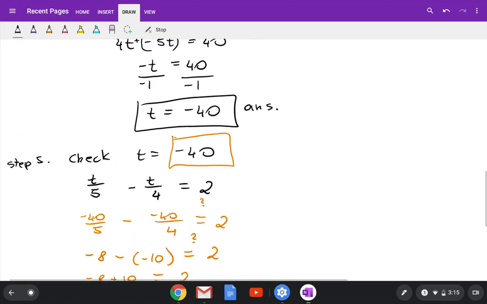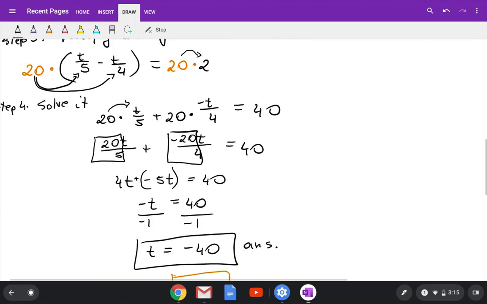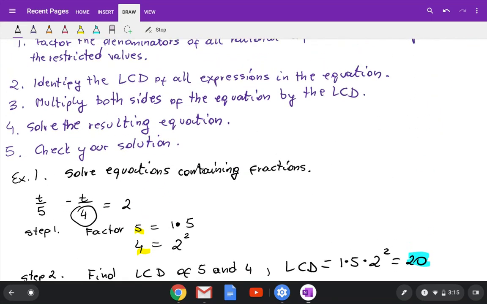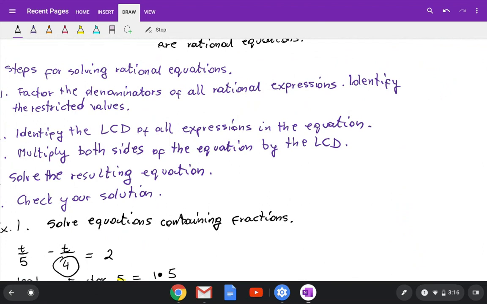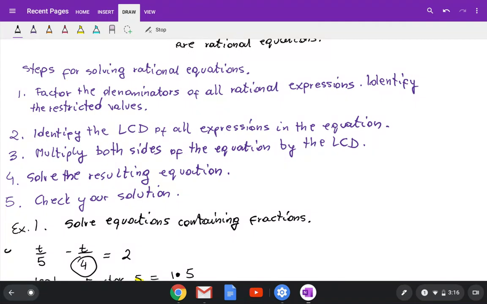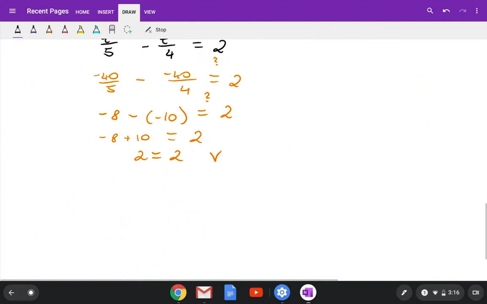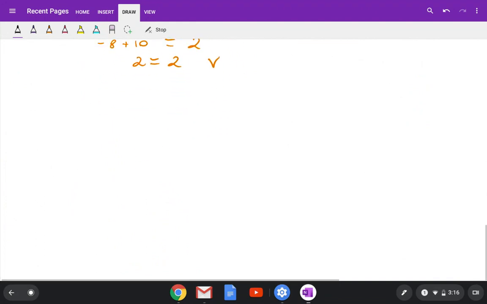So that was the first problem of solving a rational equation, and I showed you how to apply all those 5 steps. So let's continue working. So that was example 1. Let's call it A. Let's solve B. So we're going to solve B.